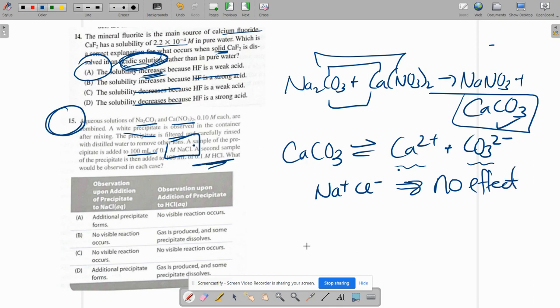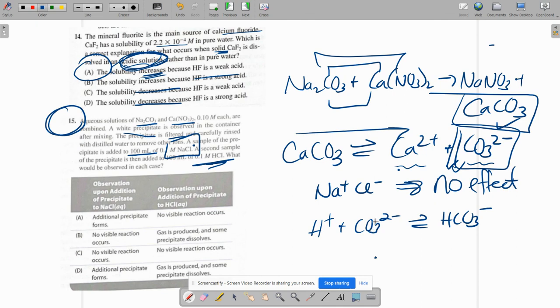Oh, different story. A couple things about that. First of all, carbonate is a conjugate base of a weak acid. So of course, H+ plus CO3 2- would make HCO3-. So that would lower this, and it would shift it forward. But there's a little bit more to it.